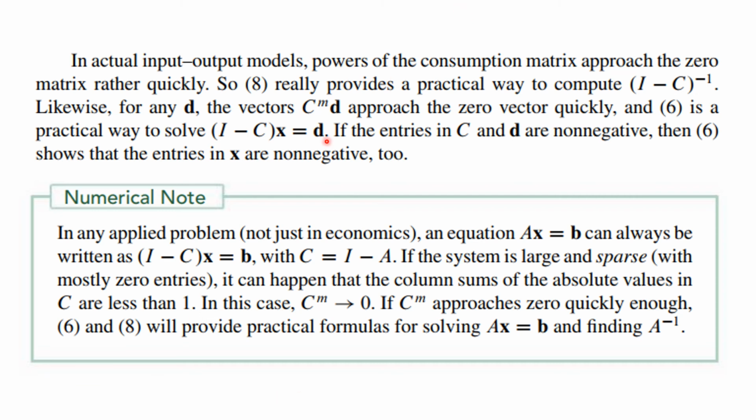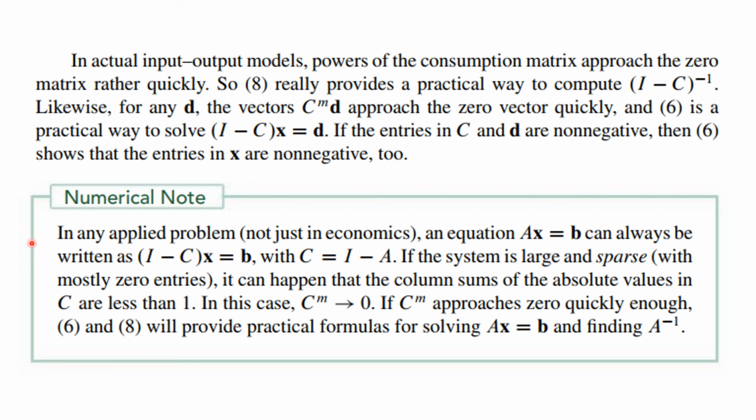Now in the actual input-output models that you get, the powers of the consumption matrix usually approach 0 rather quickly. And so you don't have to go too high for m to be a good approximation. And that's in fact a practical way, we'll talk more about that later, to compute the inverse of I minus C. Likewise, for any D, the vectors C^m D approach 0 quickly. And so this approximation is a very practical way to solve this. Now, if the entries in C are non-negative, then the entries in X are also non-negative. That can be derived from the equation that we had above too.